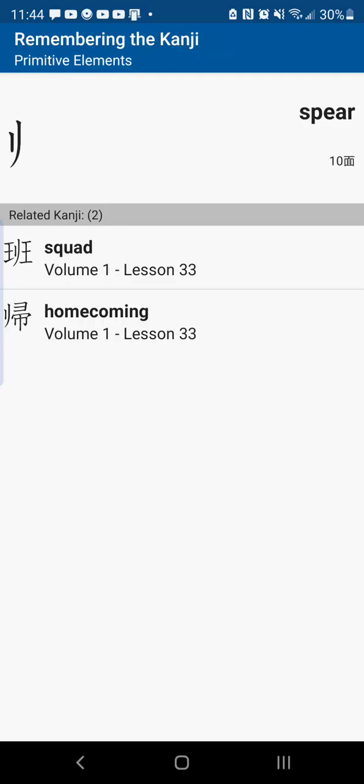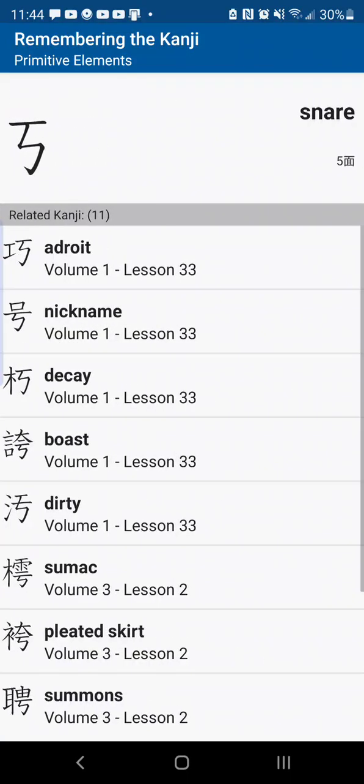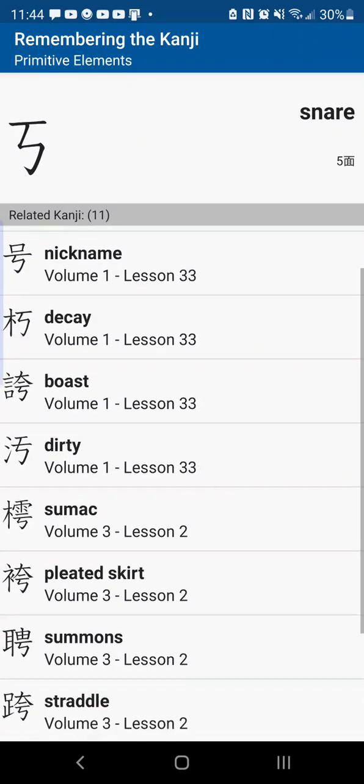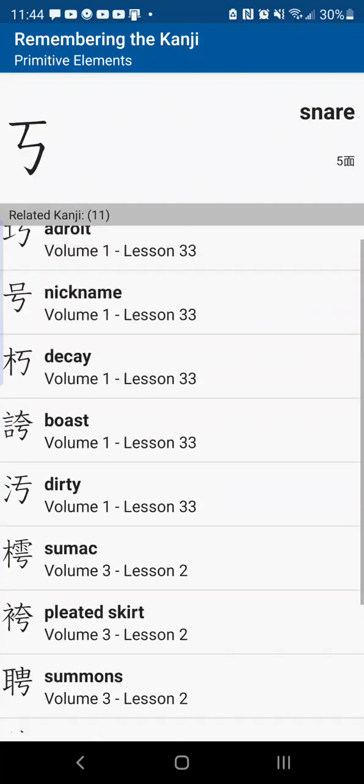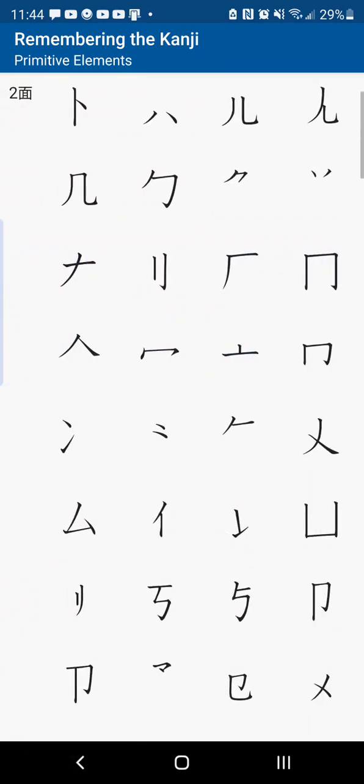Spear. Maybe like a stick with a drop coming off on the left-hand side. I think this looks like a 5. So snare. Chin. Alligator. If you think of it being kind of jagged, think about 5 alligators.